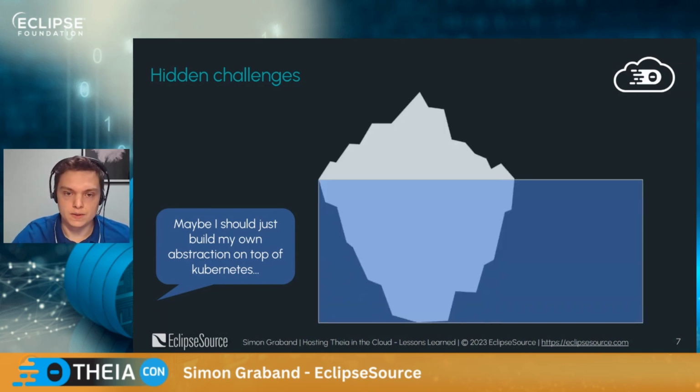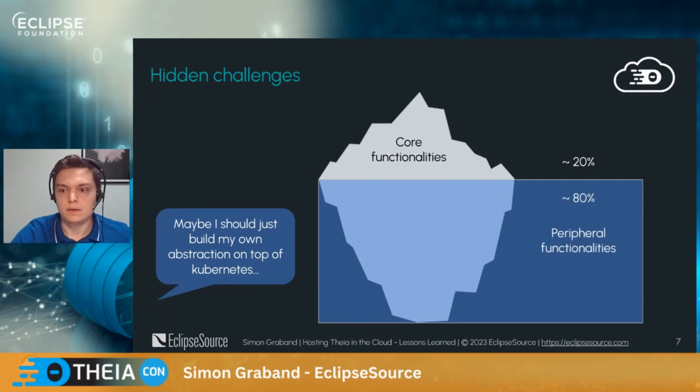Because you might all know this imagery of an iceberg, where on top of the water you have the core functionalities, which we would estimate in Theia Cloud were only about 20% of the development efforts that we have spent. And you actually have the hidden challenges, which are around 80% by our estimate, which consist of peripheral functionalities, so everything that is not core functionality and is not there to support the basic use case of hosting the application in the cloud.